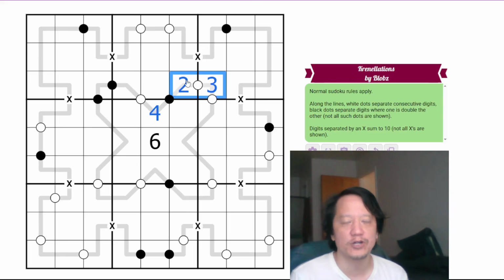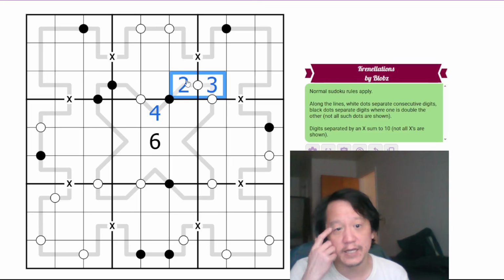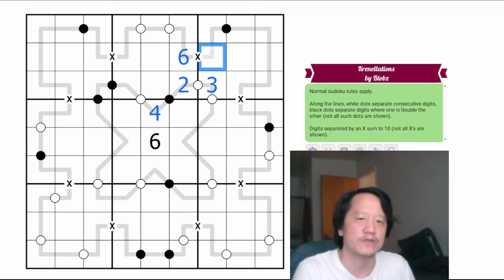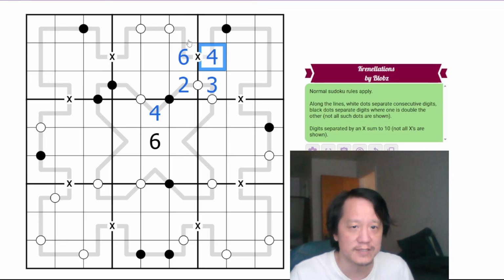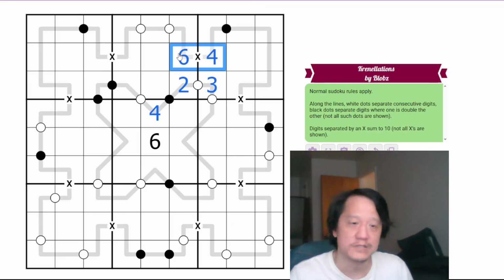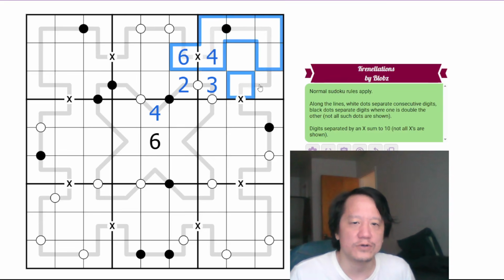Also, digits separated by an X sum to 10, and not all X's are shown. So, for example, if this were a 6 here, this would have to be 4, because these two digits must add up to 10, because there's an X between them. And those are all the rules.